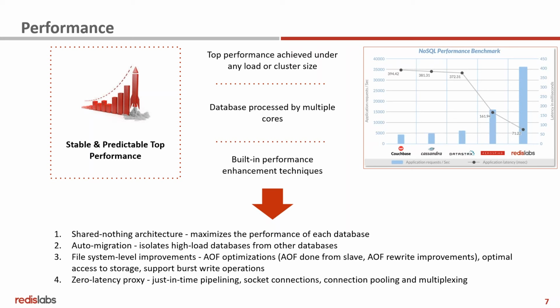So for instance, it can decide to do just-in-time pipelining even if the client did not request that. It uses socket connections, connection pooling, and multiplexing, all to ensure top performance.